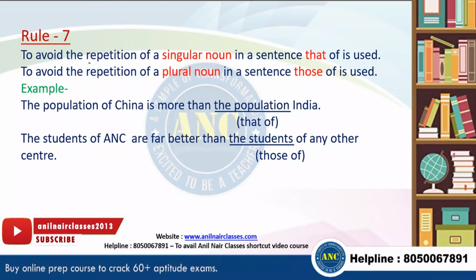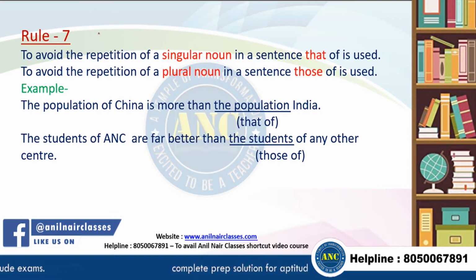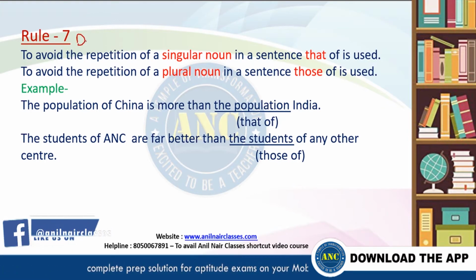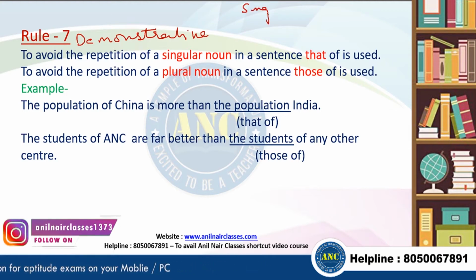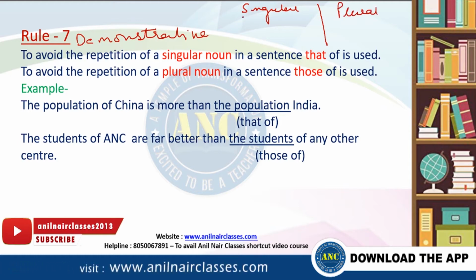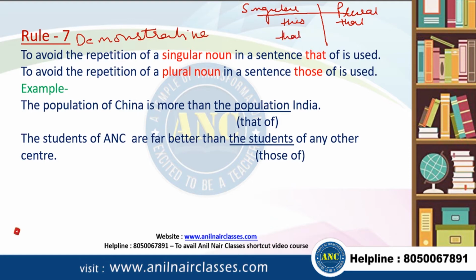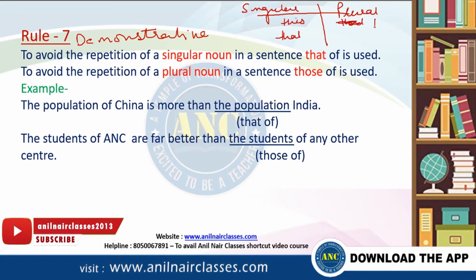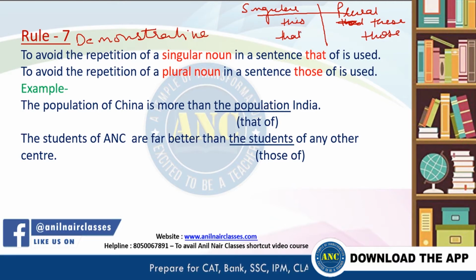Next one. Now, to avoid the repetition of a singular noun, remember we have discussed the demonstrative pronouns. What are the examples we discussed? I divided them into singular and plural forms. This is singular, that is also singular. These and those are the plural forms.